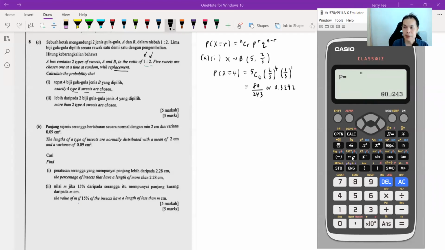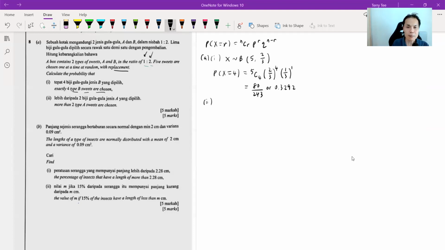0.3292. Yeah, you're getting the same answer, or 80/243. Okay, second part. Now, notice part A, we are interested in getting type B. Part B, we're interested in getting type A. So in this case, your probability is now different. Although your N remains the same as 5, your probability of getting type A is 1/3. And you want more than 2. More than 2 in this case means 3, 4, or 5.